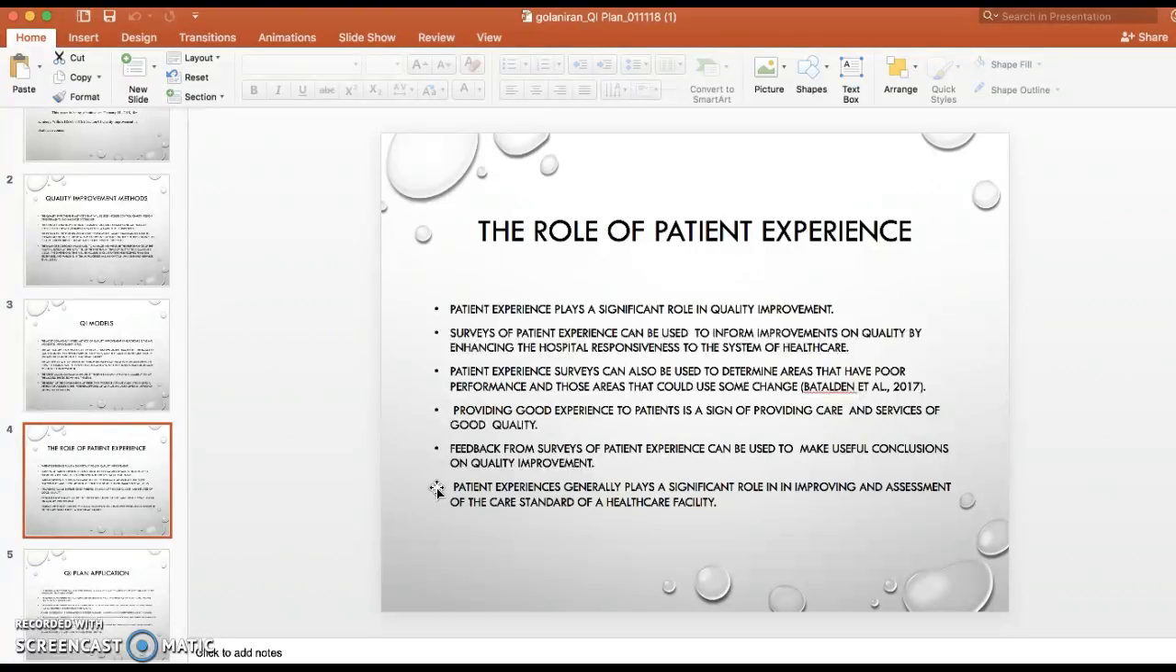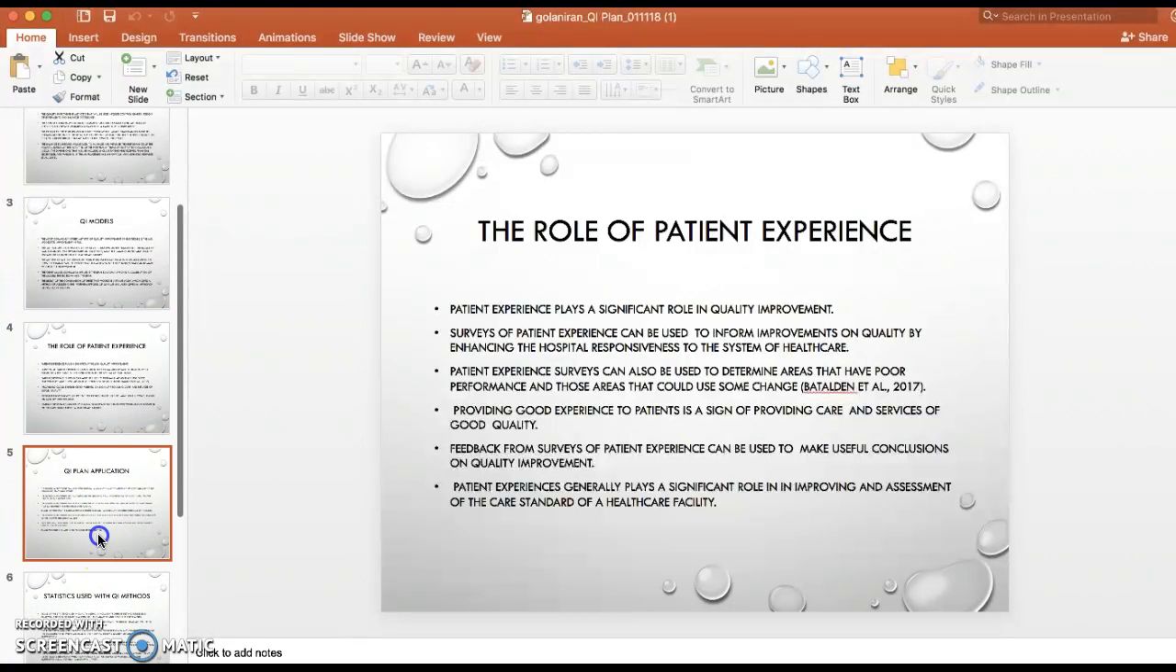Feedback from surveys of patient experience can be used to make useful conclusions for quality improvement. Patient experience generally plays a significant role in improving the assessment of the care standard of a healthcare facility.